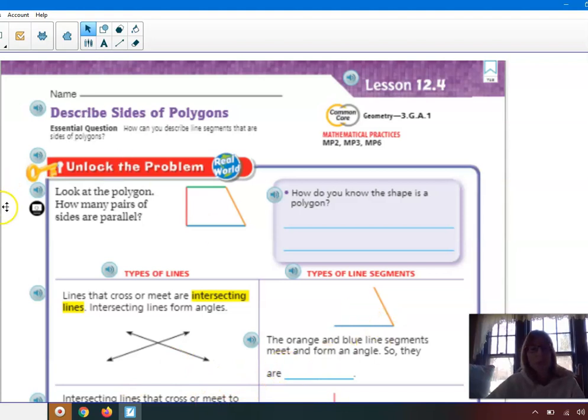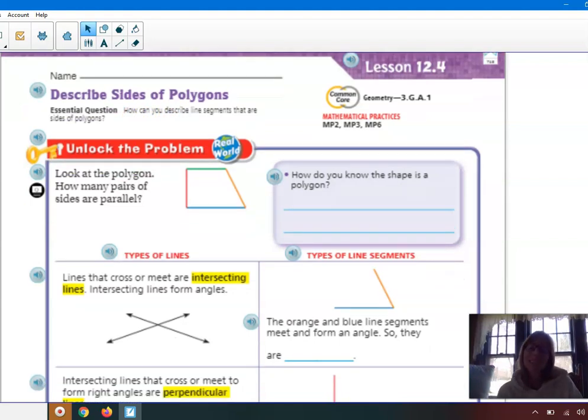So I just wanted to review a little bit before we get started today. Today we're going to be talking about describing sides of polygons. And so this is kind of fun, and you guys can do a lot of different things. You guys can make all kinds of different shapes now, and looking at different angles. You can look through your house and you can see all kinds of different shapes and angles. And then you can also start looking for lines and how those line segments become different sides of polygons. So looking right here, it says look at the polygon. How many pairs of sides are parallel?